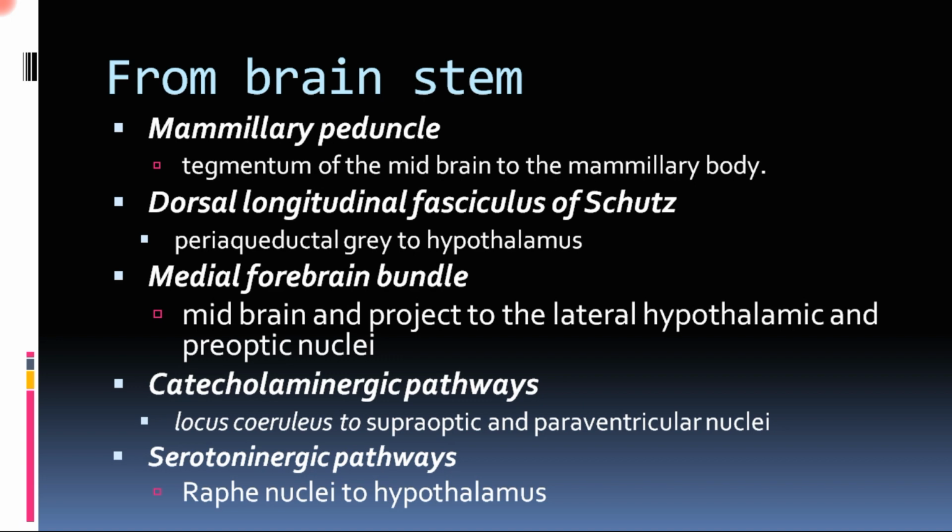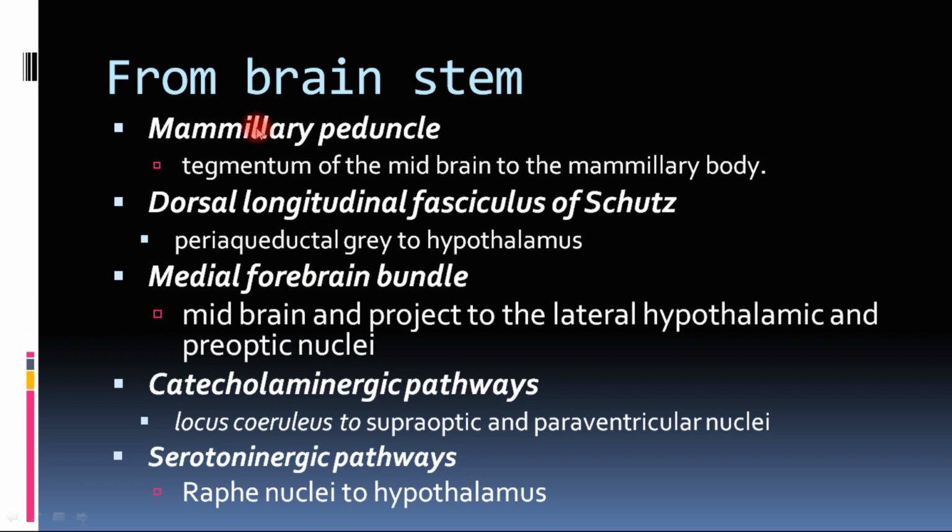Now there are afferents from the brainstem also. Usually in the brainstem are the regions for the control of autonomic output, cardiovascular regulation and respiratory regulation. Various regulatory centers are present, as well as the nuclei where the sensory inputs synapse. They are present in the brainstem. So it is important for the hypothalamus to have information from the brainstem also. Let us see which tracts or bundles carry the afferent impulses to the hypothalamus.